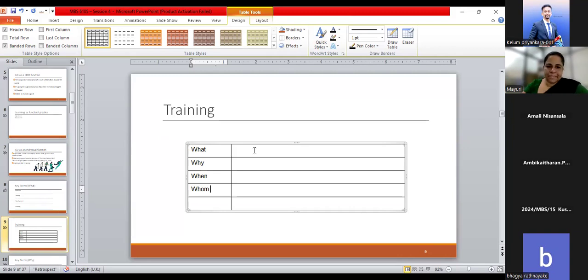Okay. Right. So what do you mean by training? A system of educating employees within a company. Process of improving current job skills. Educating the employees, right? Process of learning. Yes, a system of educating employees.